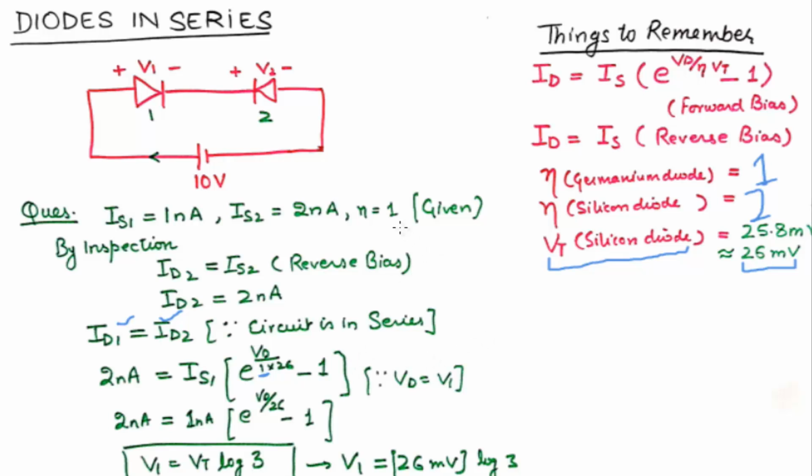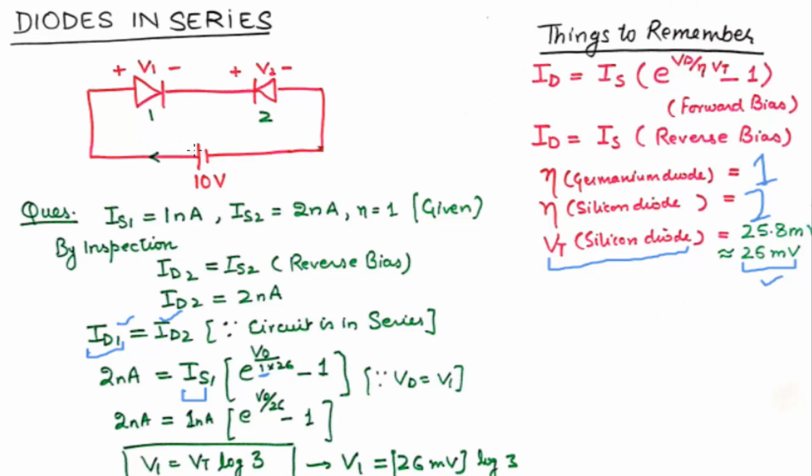But anyhow, because eta was given as 1 and the thermal voltage is taken to be 26 millivolt or 25.8 millivolt to be precise, you simply need to use this formula to calculate the voltage across diode 1, which becomes very easy to find once you substitute the values of the diode current through 1 and the saturation current was given, and it becomes 26 millivolt into log of 3. So how cool is that?